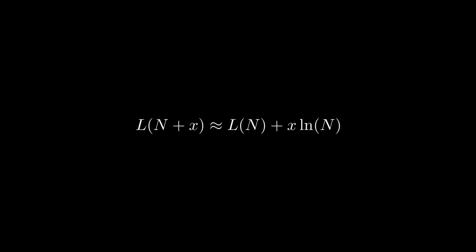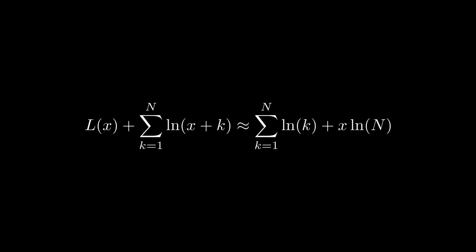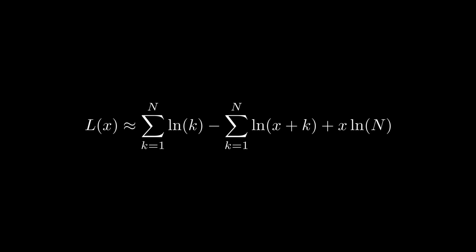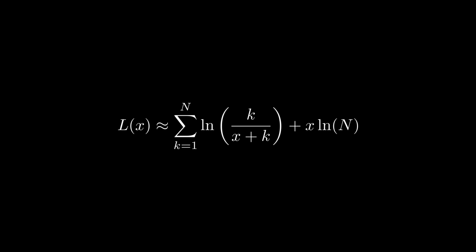And now, we're just a few manipulations away from an extended definition of capital L. We'll substitute in the super recursive formula for L of n plus x, and we'll substitute in the original definition of L for L of n. Then we can move things around a bit to isolate the L of x. Since these two summations both go from 1 to n, we can combine them, and then we can use our log subtraction division trick to make it a bit nicer.